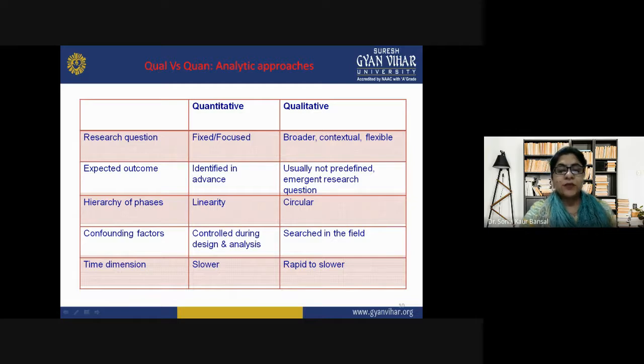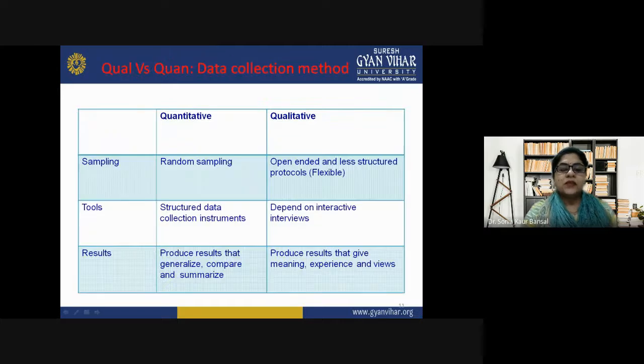So the time dimension is slower in quantitative data, but in qualitative data, it may be from rapid to slower. When we talk about sampling, it is random sampling in quantitative data, where all the units of a population or the sample we have chosen have equal opportunity to appear in the test. But in qualitative data, we have open-ended and less structured protocols, which are very flexible.